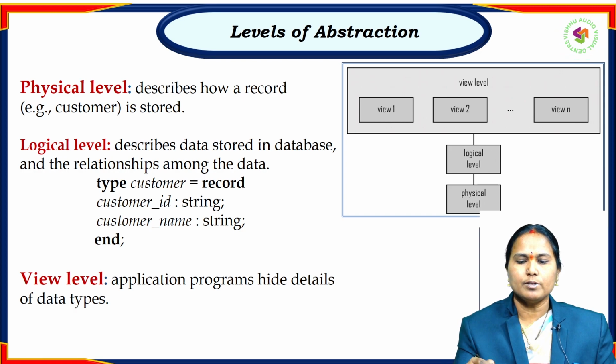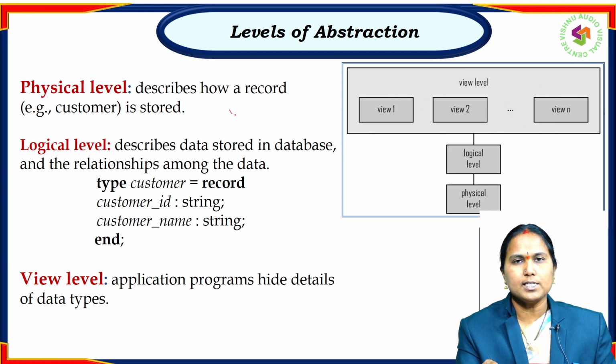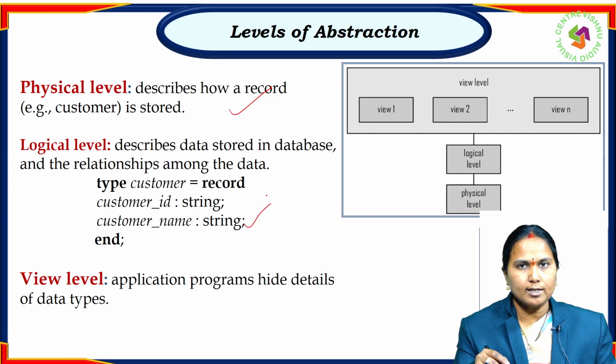Three levels of data abstraction will be there. The first one is the physical level. It describes the storage details. Coming to the second one, the logical level. The relationship among the database items can be defined. The third one is the view level. Which portion the user wants to access from the database can be viewed by using the view level.